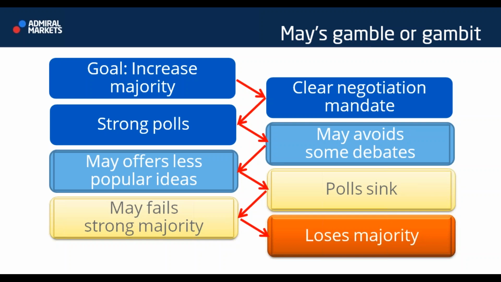What happened? So the goal for the Prime Minister was to increase the majority, to get more political space for the negotiations with the EU regarding Brexit. She wanted a clear negotiation mandate, and there were strong polls. May was against such a renewed election, wanted to serve out the term to 2020, but changed her mind in April.